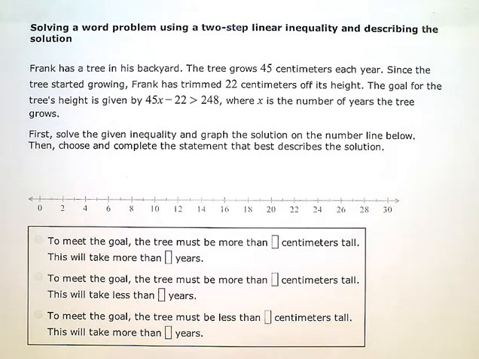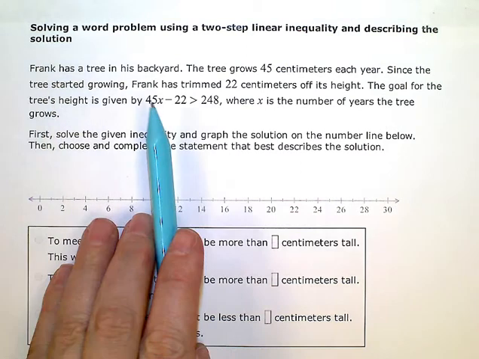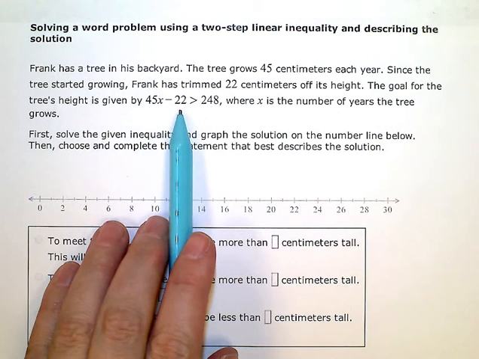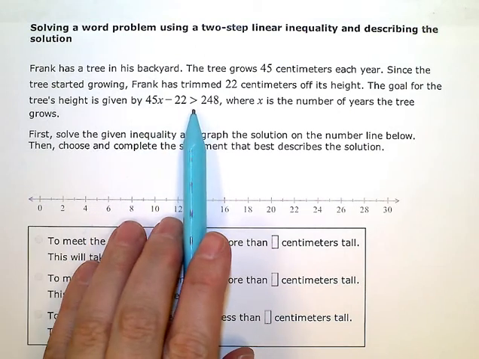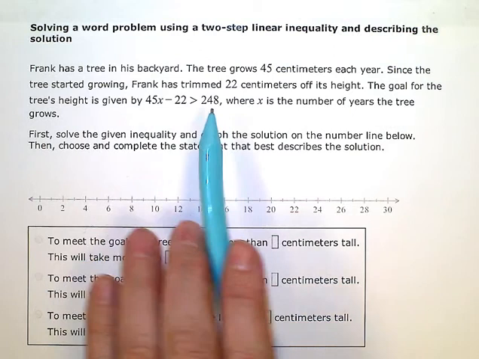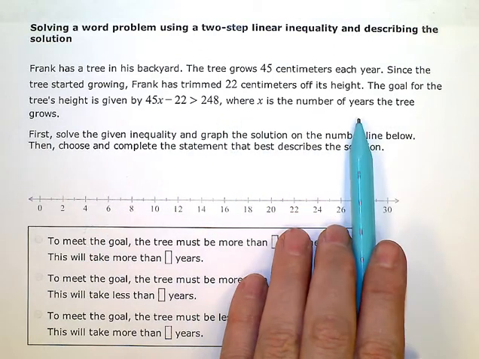Solving a word problem using a two-step linear inequality and describing the solution. Frank has a tree in his backyard. The tree grows 45 centimeters each year. Since the tree started growing, Frank has trimmed 22 centimeters off its height. The goal for the tree's height is given by 45x minus 22 is greater than 248, where x is the number of years the tree grows.